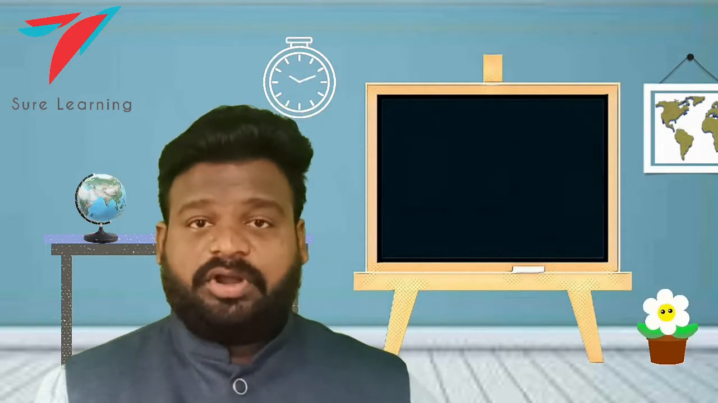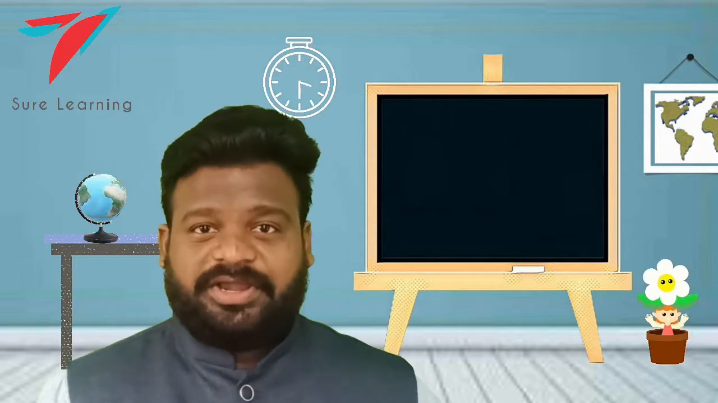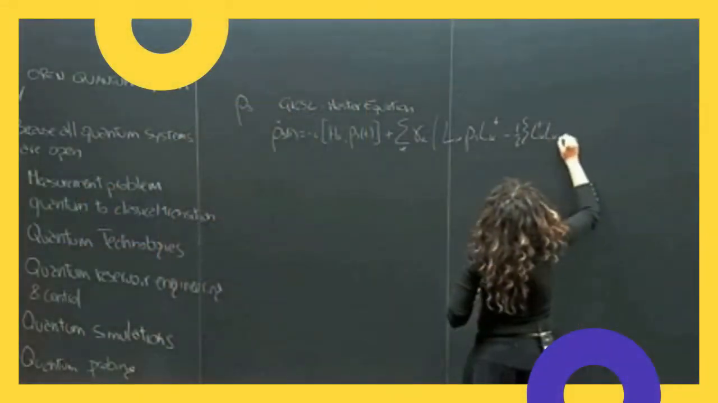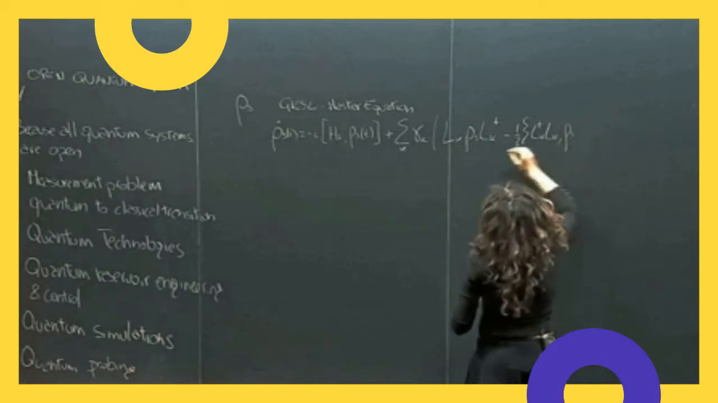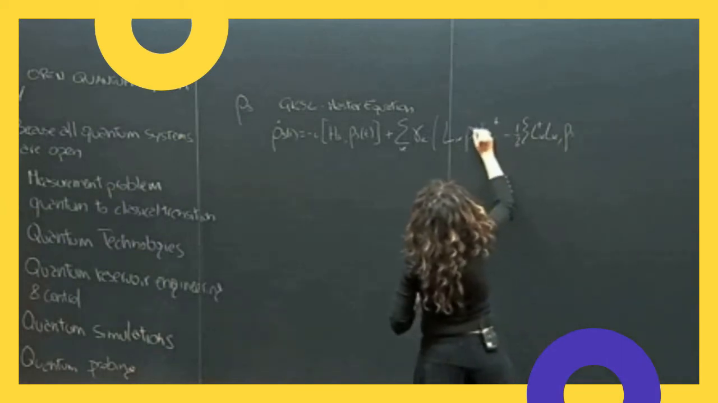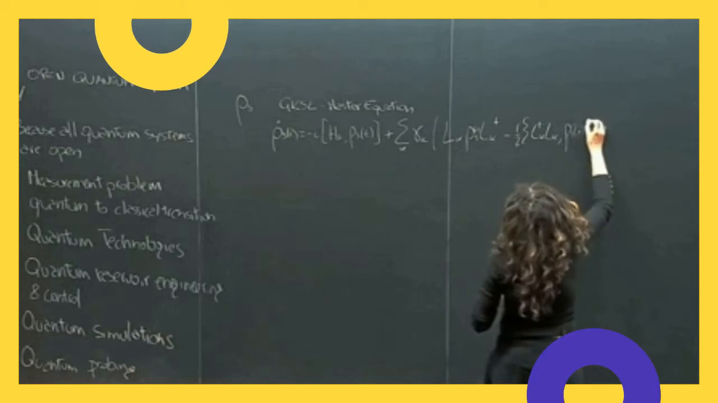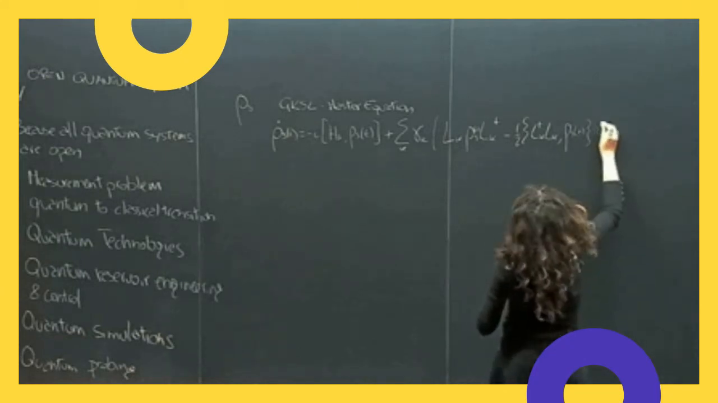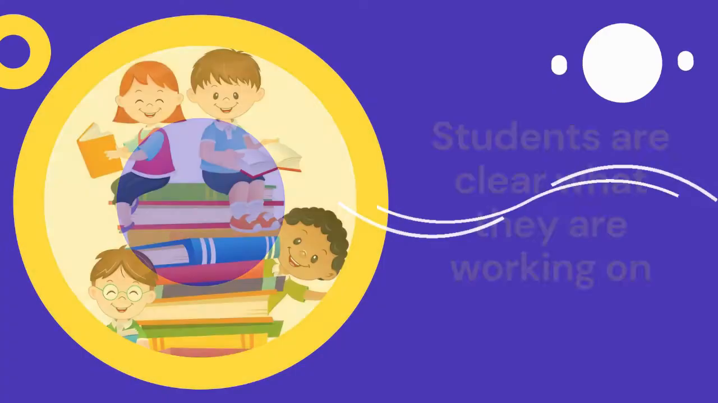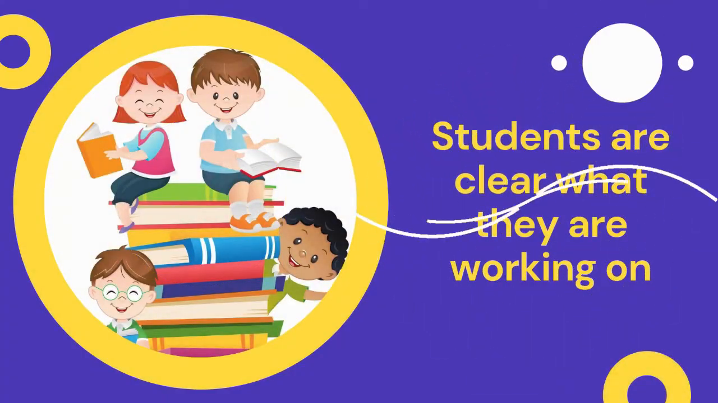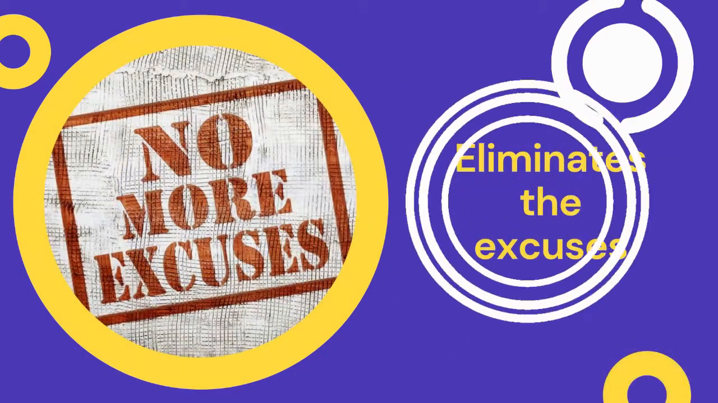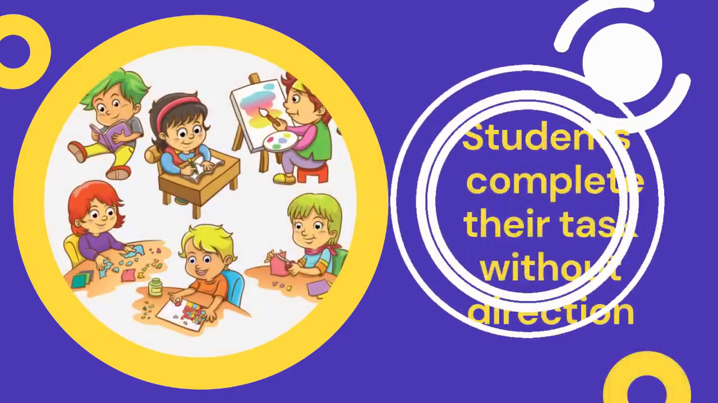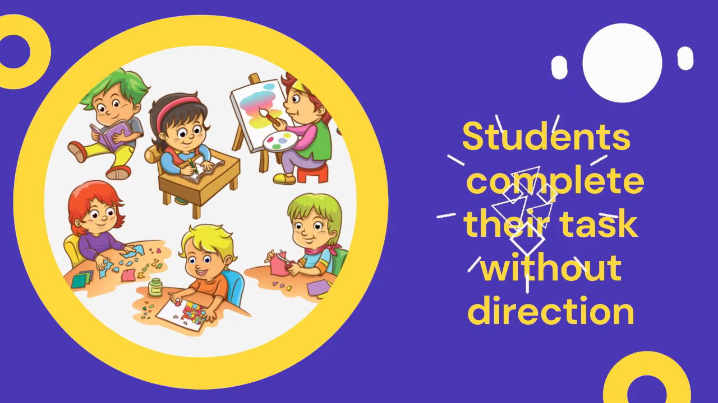When you know what is to be done and how it is to be done, you do it perfectly, correct? In this strategy, you have to write the activity on the board or keep it ready on their desk before they enter your classroom. This works because of consistency and preparation. By doing a do now activity, students are clear about what they are working on. It eliminates the excuses that lead to distraction. Students can complete their task without direction from the teacher.